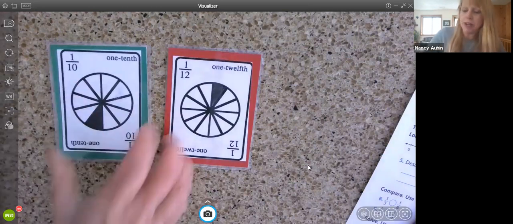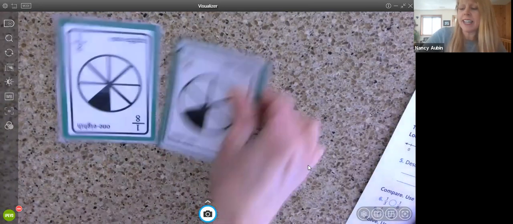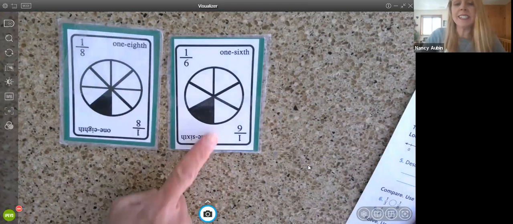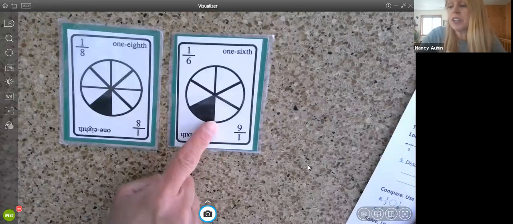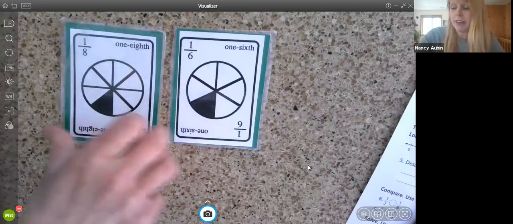Let's try another one. 1/8 and 1/6. Stand up if you think 1/8 is greater. Stand up if you think 1/6 is greater. You should be standing. 1/6 is greater. The lower the denominator, the greater the fraction, the fewer people you're sharing with.